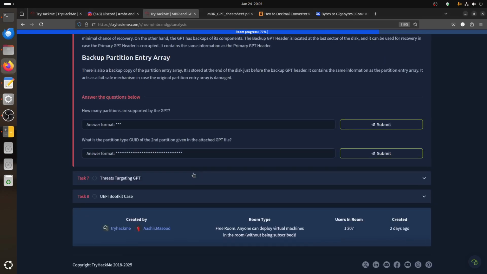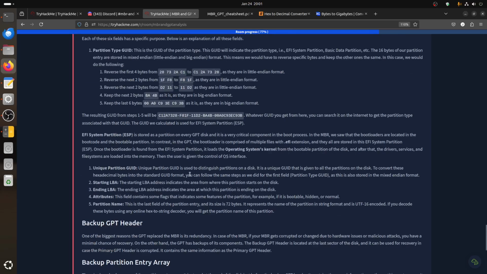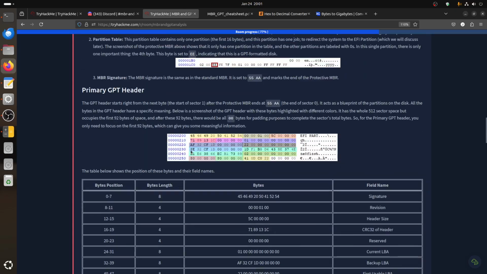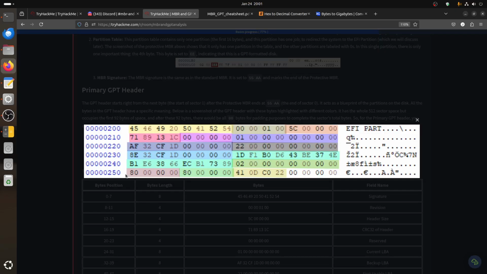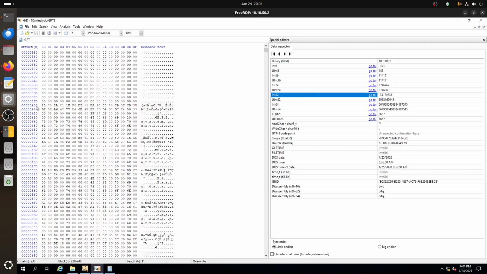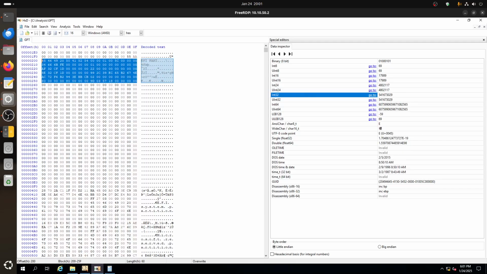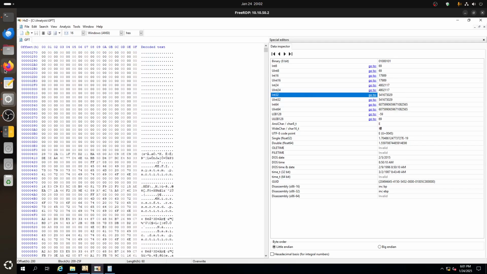What is the partition type UID of the second partition given in the GPT file? So this is the first part, 250. 250 is there. So we're done with this part. That's the first block.